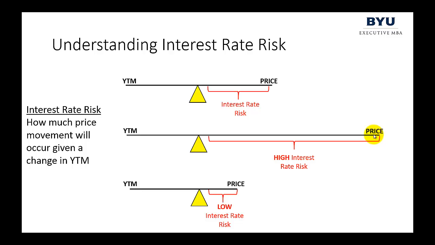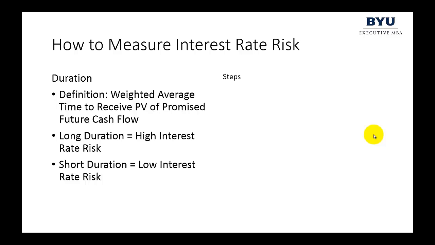However, if a bond had low interest rate risk, and again, I'm asking you to visualize interest rate risk as the length of the lever between price and yield to maturity. So if a bond has very low interest rate risk, you might get pretty big swings in yield to maturity and you wouldn't see much price swing. So again, interest rate risk is the length of the lever. It tells you how much price movement will occur given a change in the yield to maturity. So let's talk through this just a little bit.